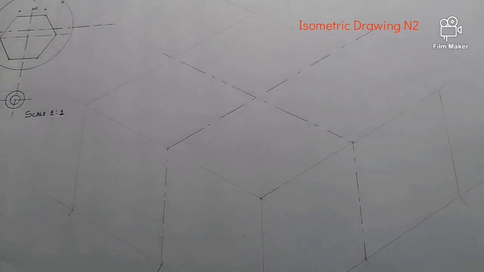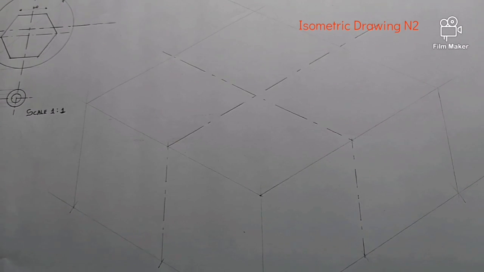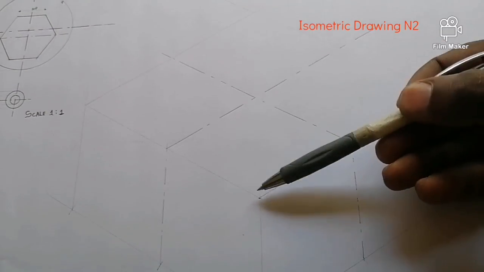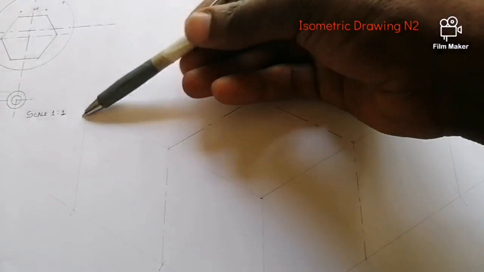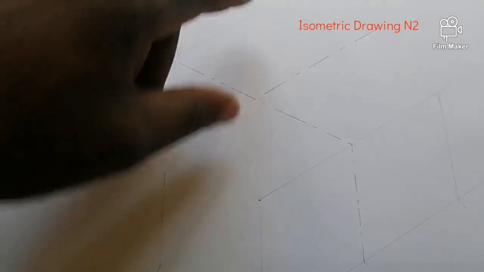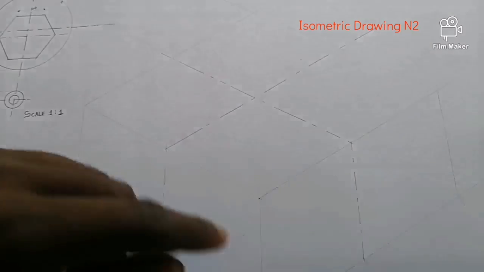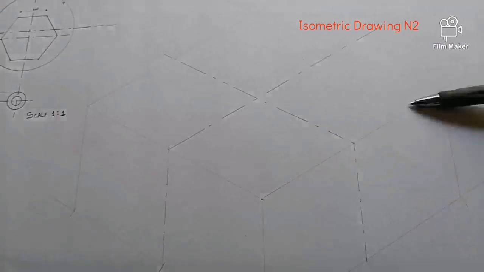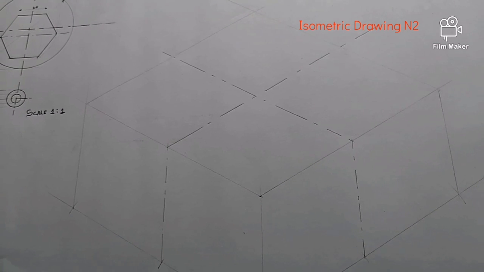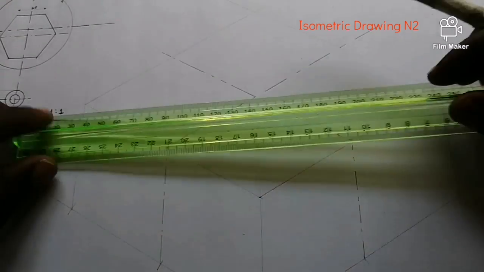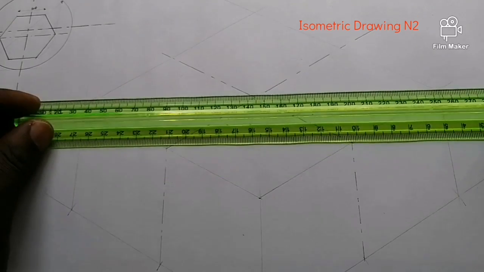So the method is going to be like, join the 2 longest opposite corners. So this corner is opposite to this one. This one is opposite to this one, isn't it? But as much as they're opposite to each other, they are not far away from each other as compared to this. This one is a bit far compared to these 2. So the law is, join the 2 opposite corners that are far away from each other. Take your 30mm ruler.